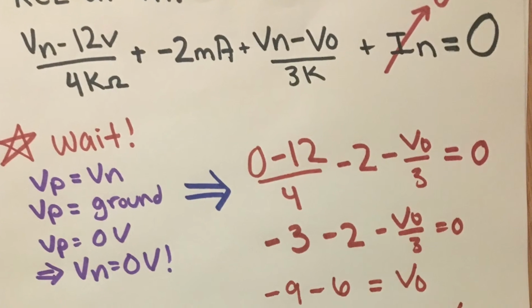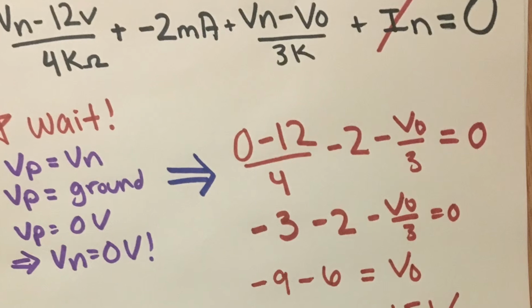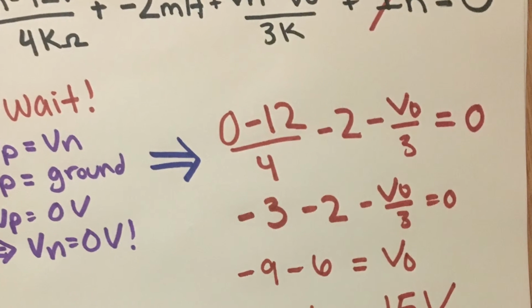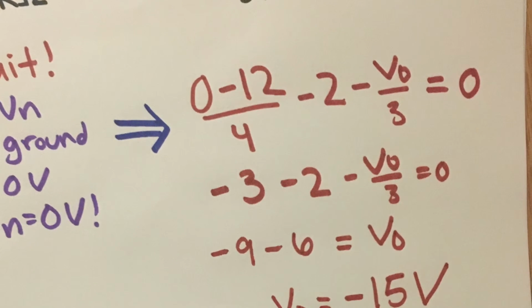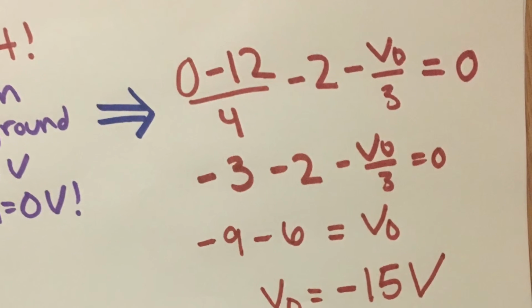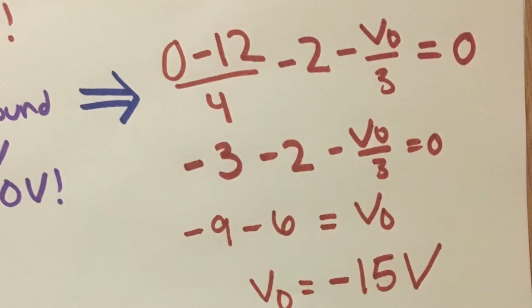So then we put Vn as 0, and we continue with our calculations, also noting that In is also equal to 0, it's always equal to 0. So we continue our calculations down to find that V0 is equivalent to negative 15 volts. So that's one of the answers that we needed.